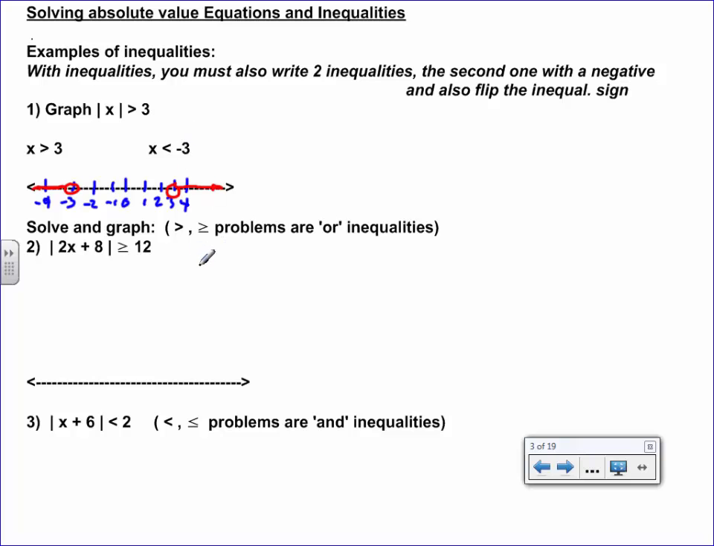Now, make a little note here. The greater than problems, or the absolute value greater than problems, are OR inequalities, where only one of them has to be true. So here would be an example of an OR problem, just as we learned how to graph those in the last section.